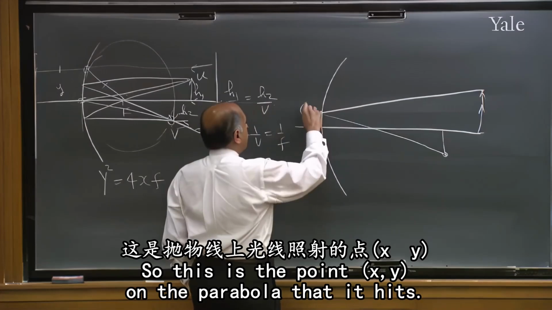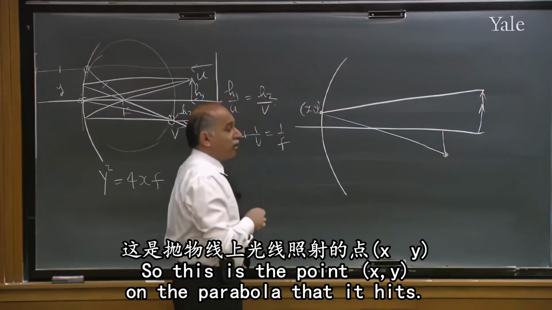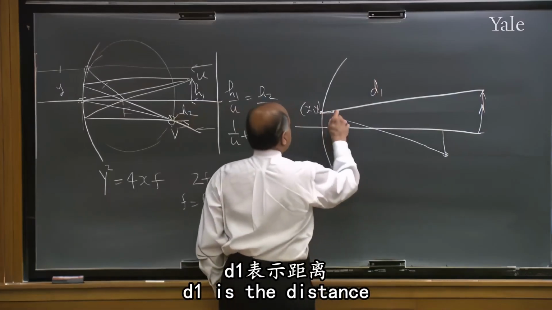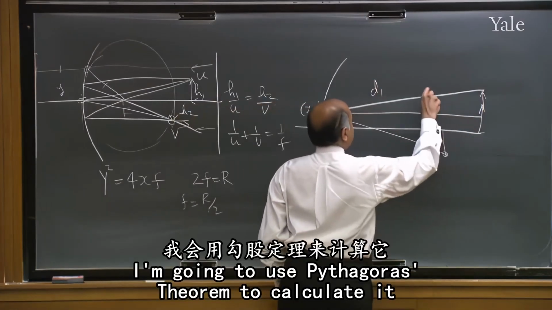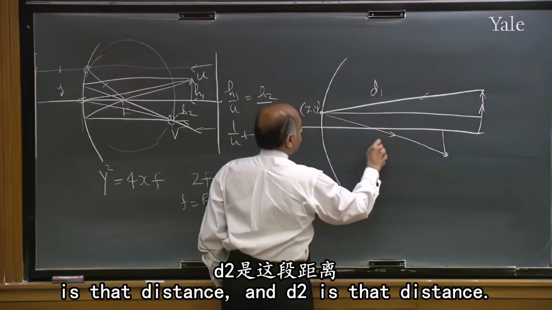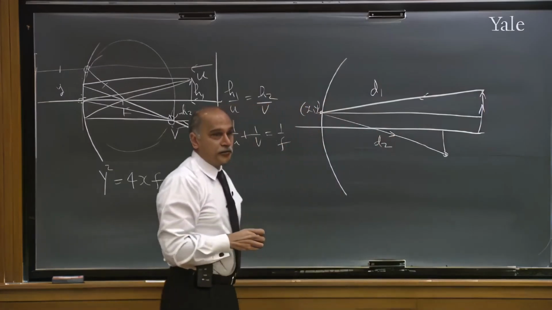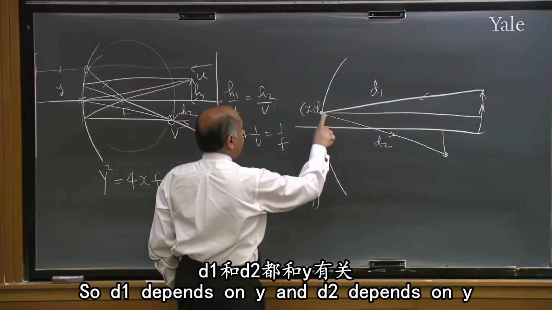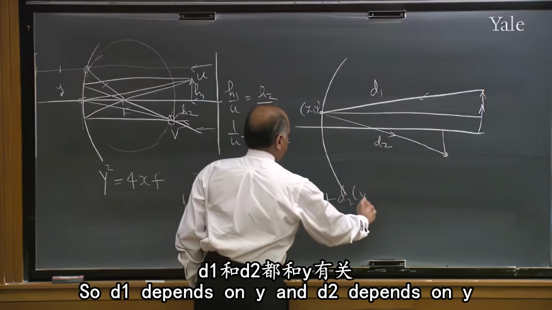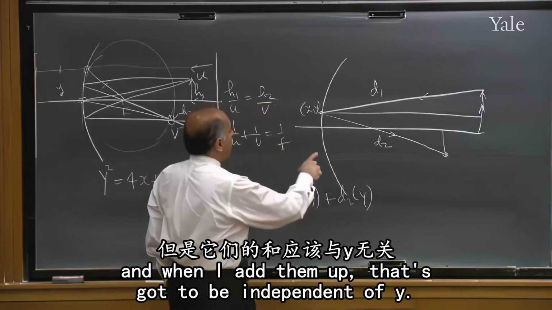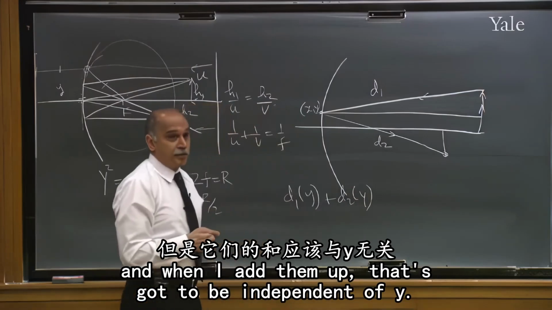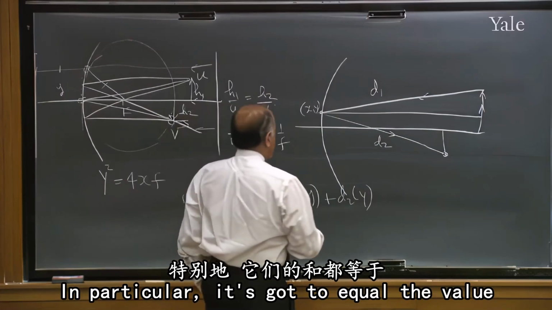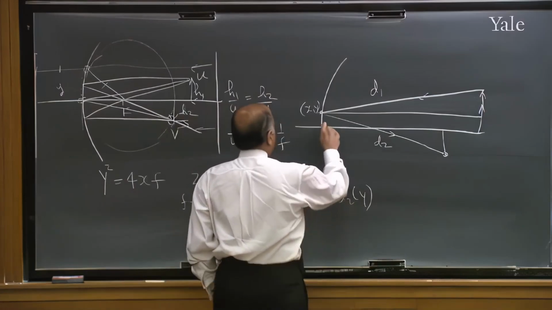So this is the point xy on the parabola that it hits. D1 is the distance. I'm going to use Pythagoras theorem to calculate it. Is that distance. And d2 is that distance. So d1 depends on y. And d2 depends on y. I want to add them up. That's got to be independent of y. That's got to be the same for all y. In particular, it's got to equal the value when y is equal to 0.